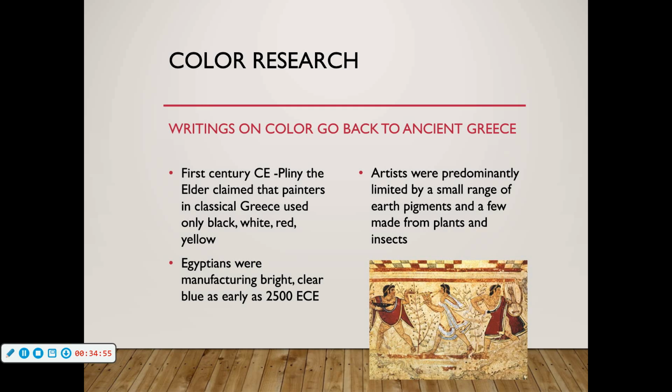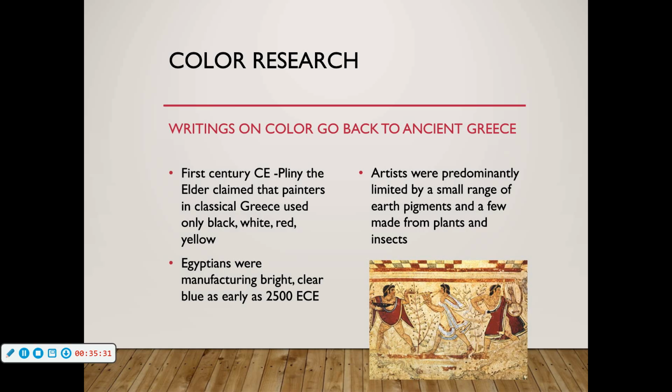So writings on color and the study of color go back to ancient Greece. In the 1st century of the Common Era, Pliny the Elder claimed that painters in classical Greece used only black, red, white, and yellow. Though we know that Egyptians were manufacturing a clear blue as early as 25,000 years ago, so theoretically people in Greece would have had access to this blue. So if they were abstaining from using blue, it was probably more for cultural reasons than access.